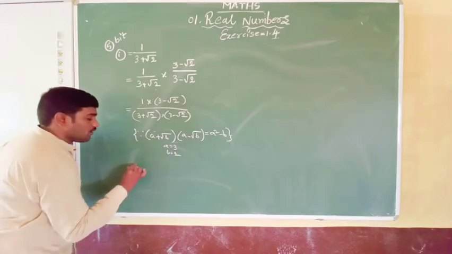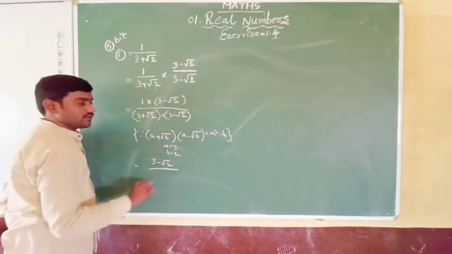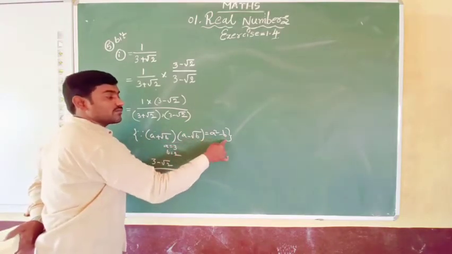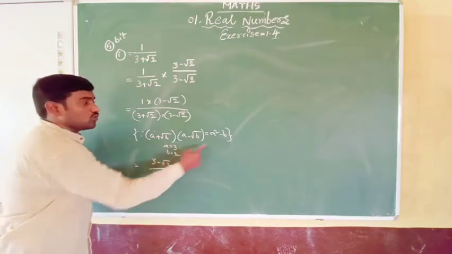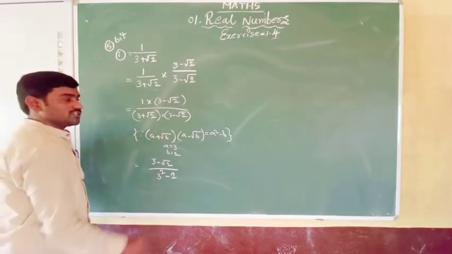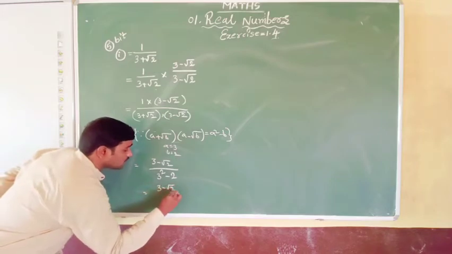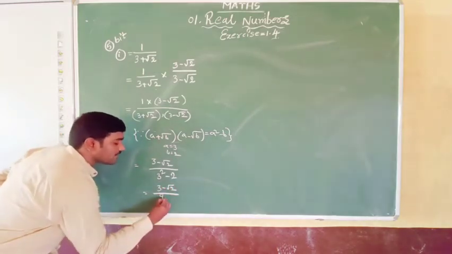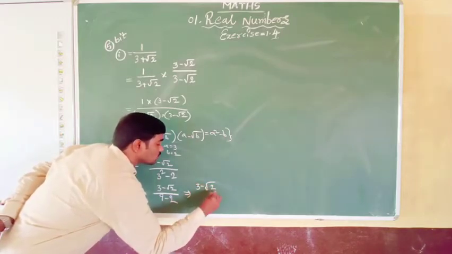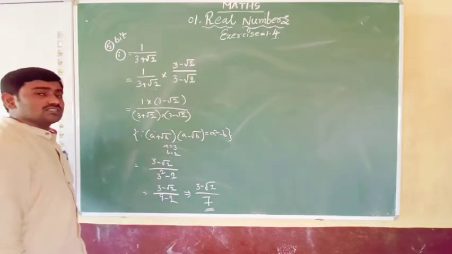So we write it now. The numerator is 3 minus root 2, and the denominator is in the form of a plus root b into a minus root b. That formula is a square minus b, where a equals 3 and b equals 2. Let us change it into this form. That is 3 square minus 2. So 3 minus root 2 by 3 square, which is 9, minus 2. So that equals 3 minus root 2 by 9 minus 2, which is 7.